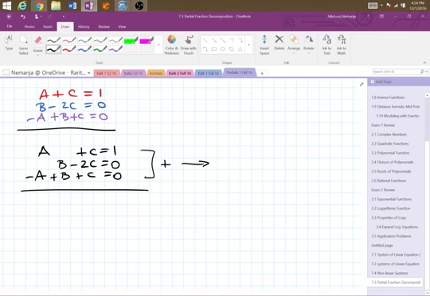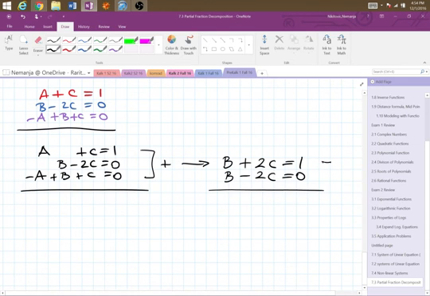So when I add the first and the third equation, A and A cancel. 0 plus B is B, plus 2C equals 1. And the middle equation, which I did not touch, goes underneath. And now I have a system of two equations in two unknowns. I add them again, and I get 2B is equal to 1, from where B is a half. So now that I know that B is a half, I can use any of the two equations to come up with C.